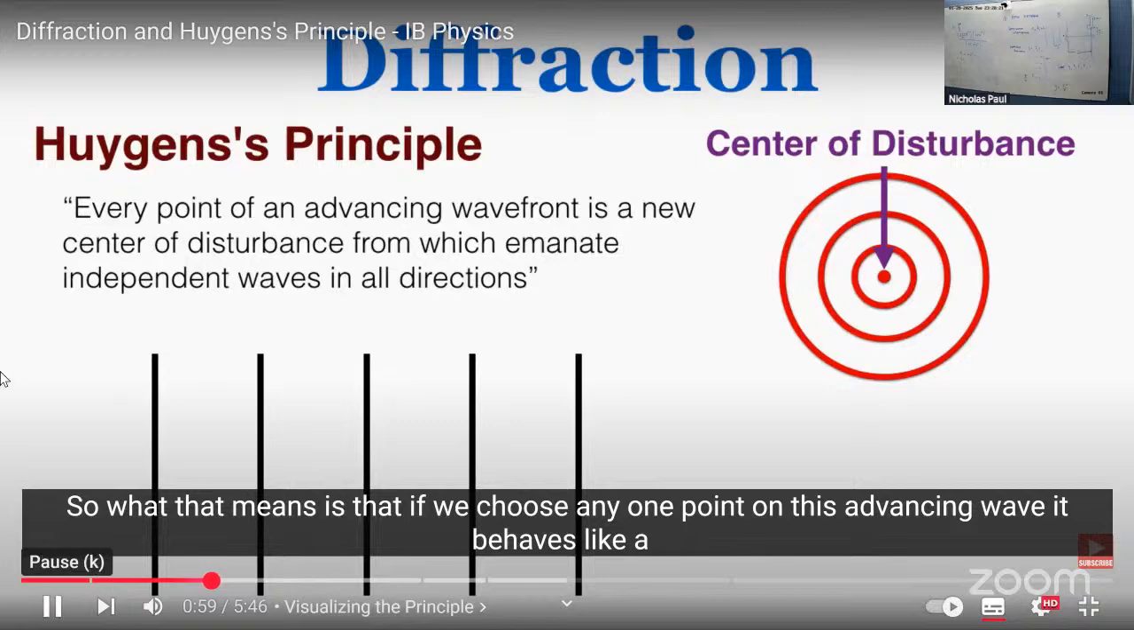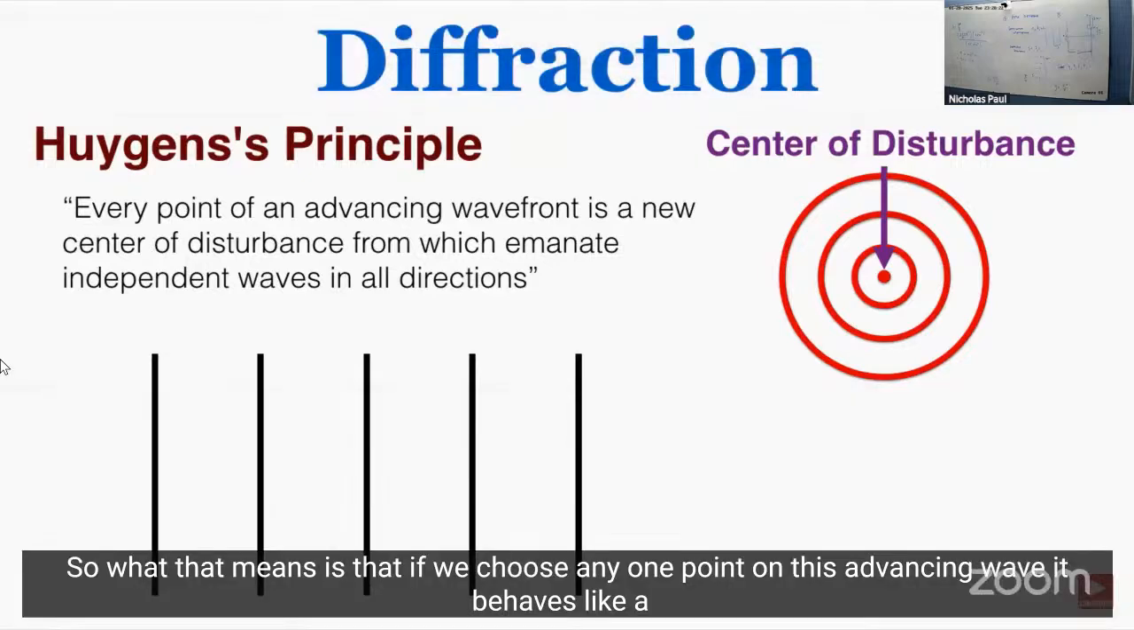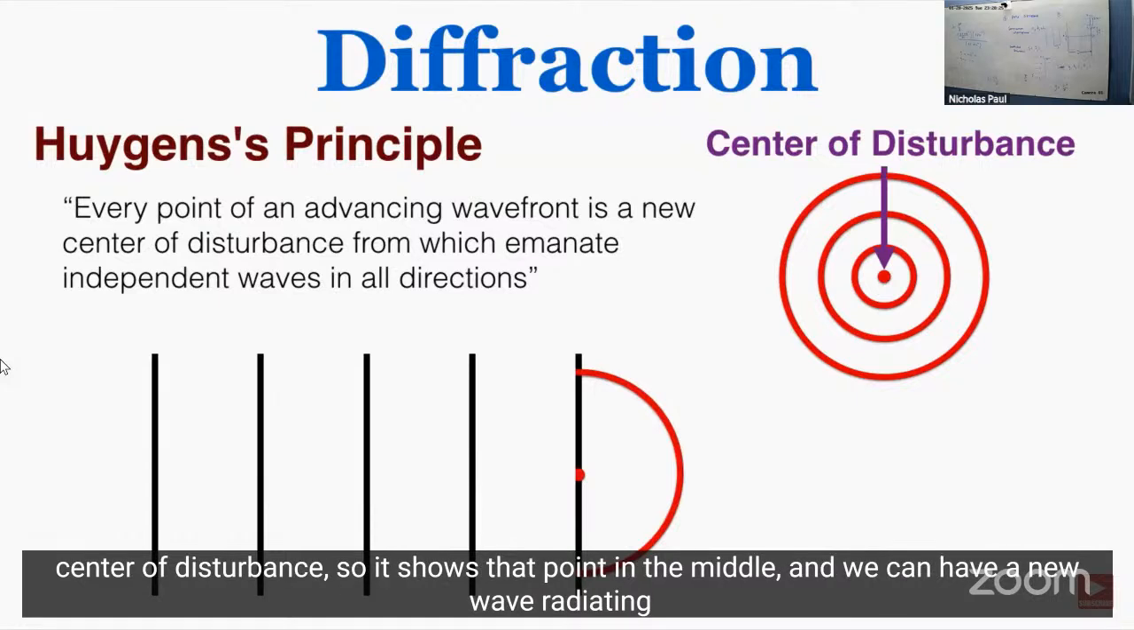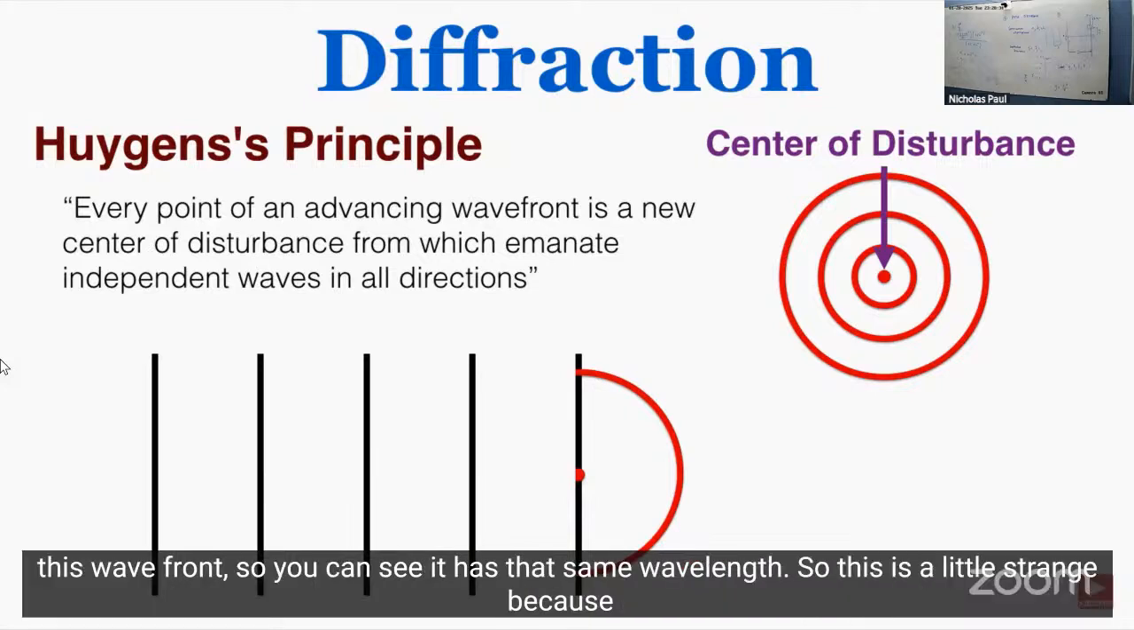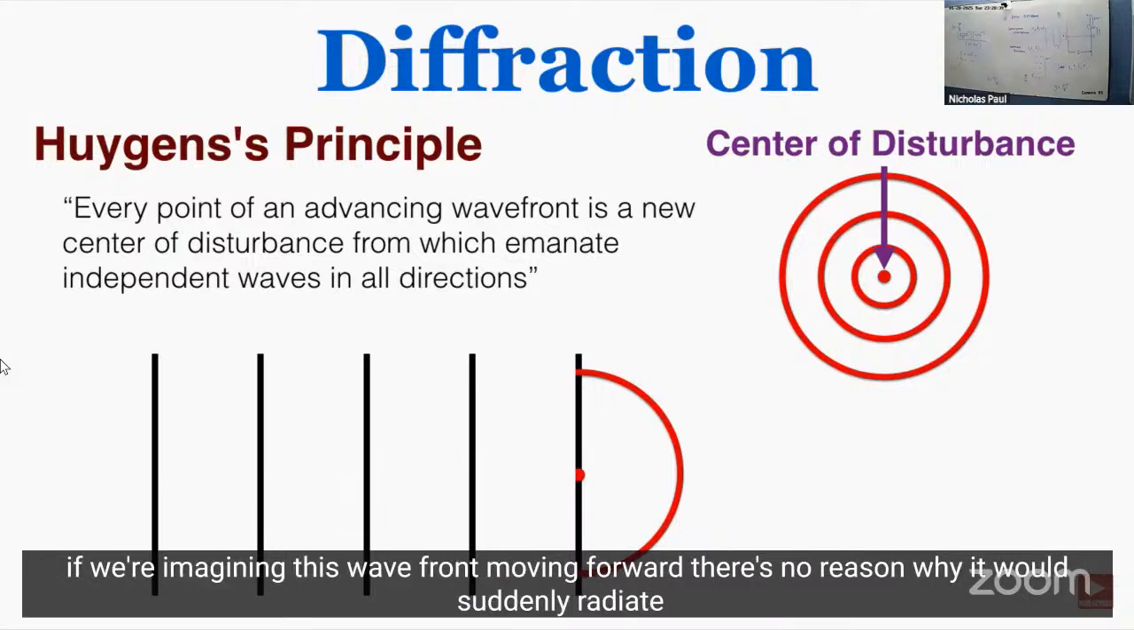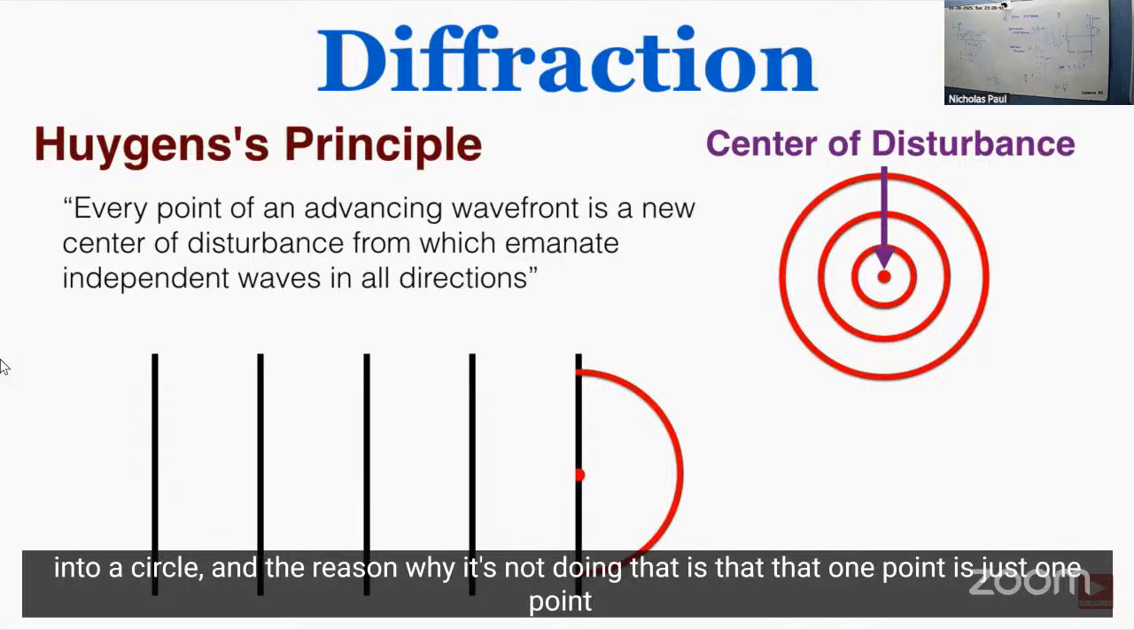What it means is that if we choose any one point on this advancing wave, it behaves like a center of disturbance. So it shows that point in the middle, and we can have a new wave radiating out in all directions. I've given this new wave the same wavelength as all the other waves in this wavefront. So you can see it has that same wavelength. So this is a little strange because if we're imagining this wavefront moving forward, there's no reason why it would suddenly radiate into a circle.